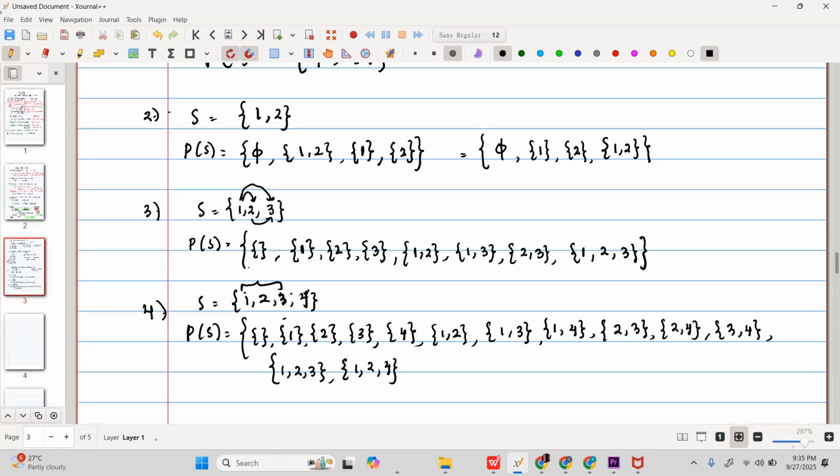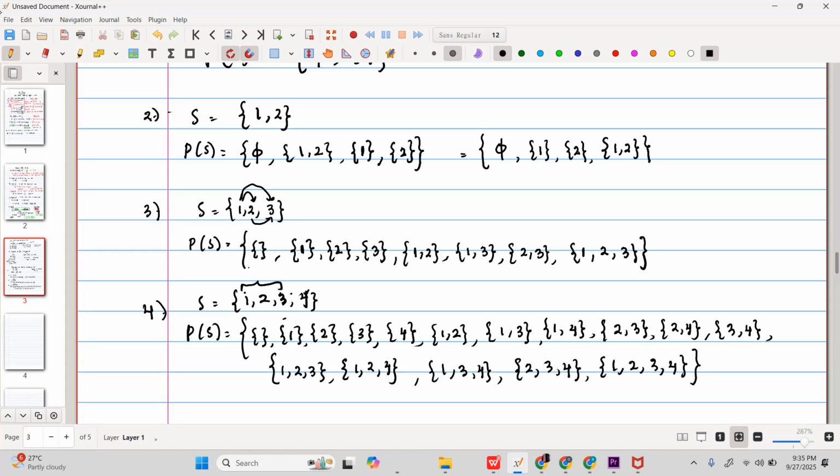Then it is {1, 3, 4}. Next I will hide this 1, then I will get {2, 3, 4}. This is the combination of 3 elements. So the 3-element subsets are getting over. Now we have the 4 elements, which is the full set, okay.